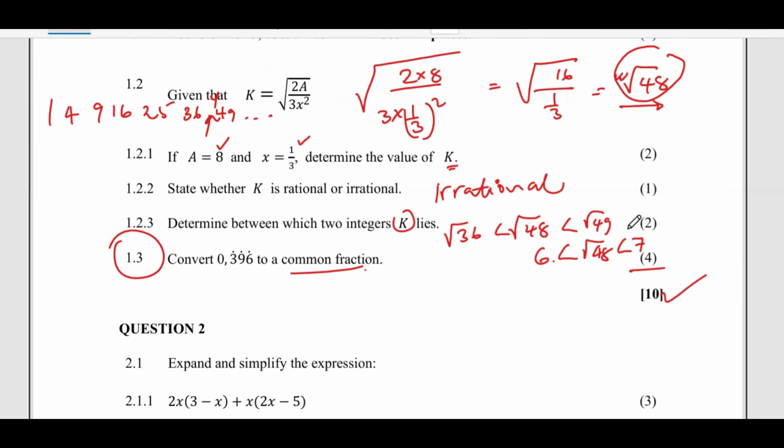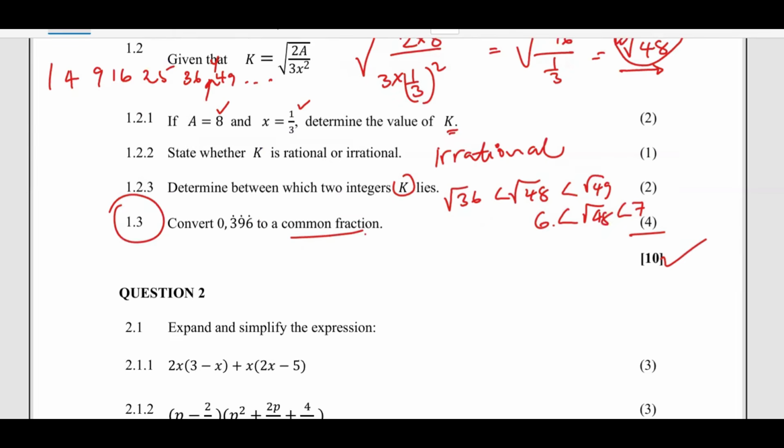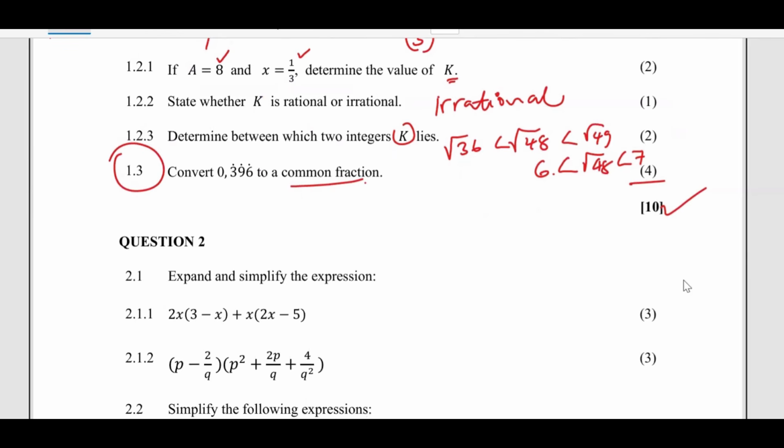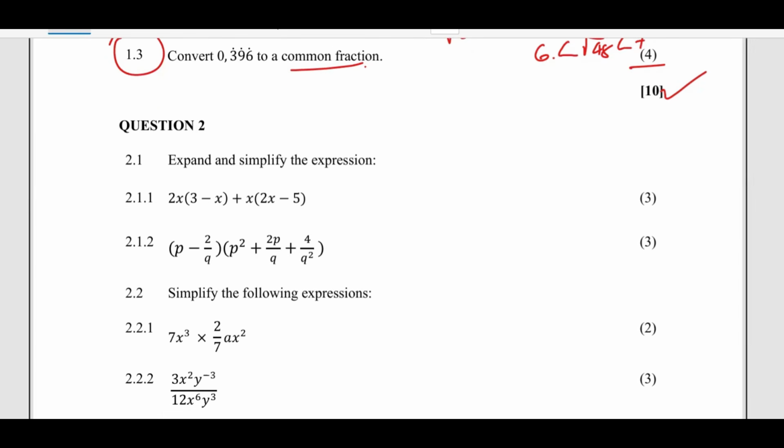Question number 2. They are telling us to expand and simplify. Instructions are still very clear. Expand, simplify, you open the brackets.